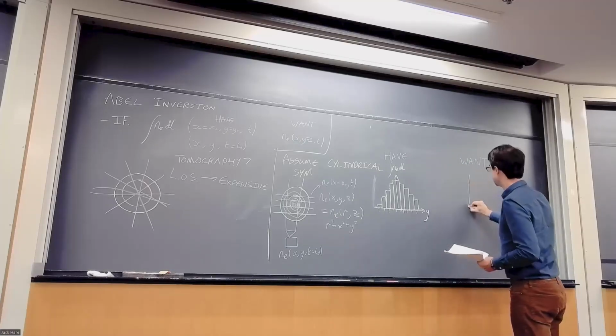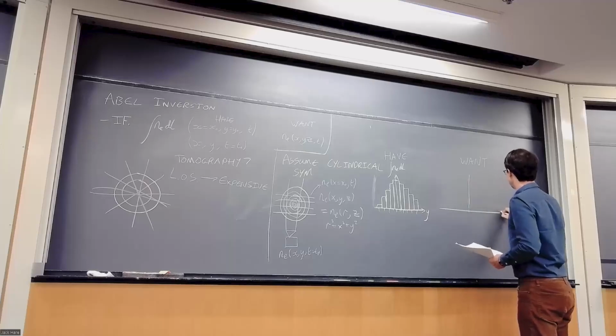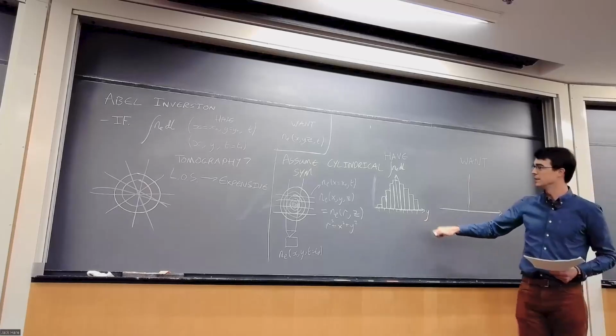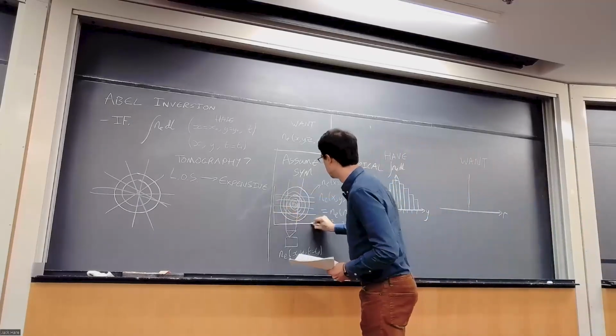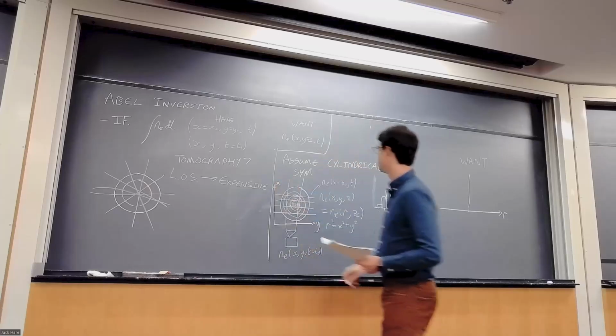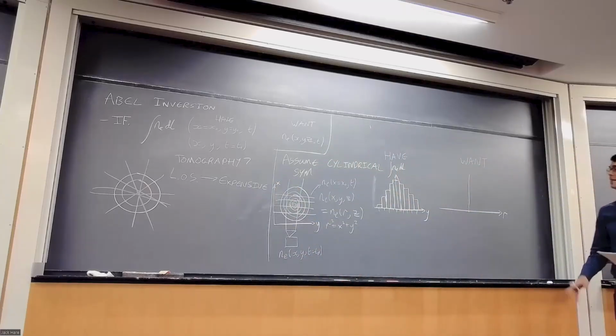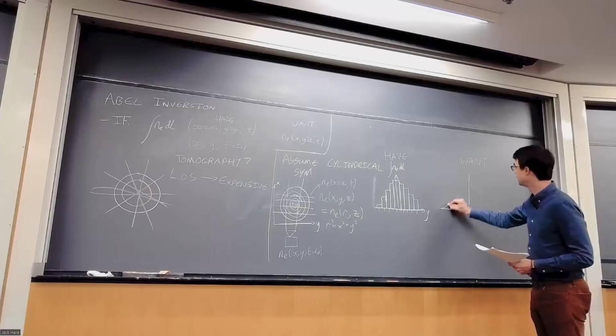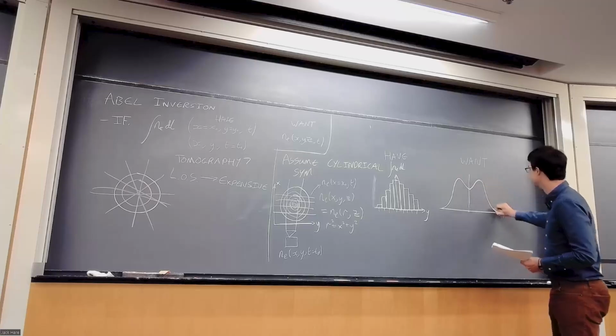And what we want is, of course, our plasma density as a function of r, not as a function of y, which is a coordinate that, for example, could be one of these two. I'm not going to distinguish between y and x here. As long as it's perpendicular to the probing direction, it doesn't really matter. But what we want is this as a function of r, and we'd like to have some nice smooth function.